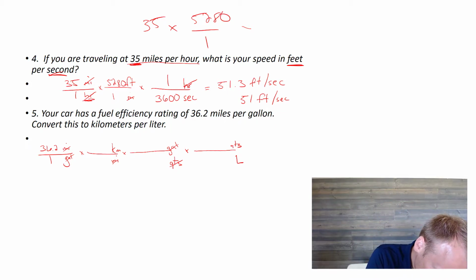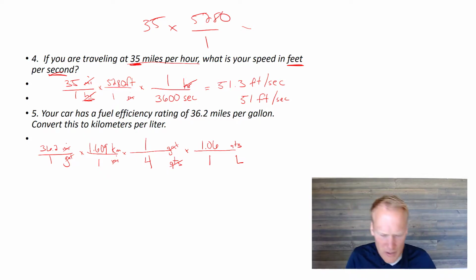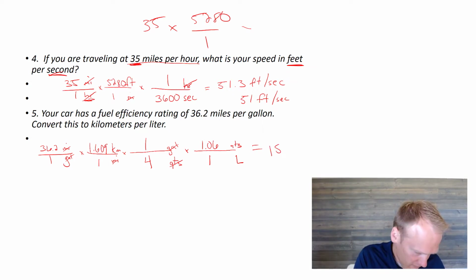Now, based on what you have, you can go from 1 mile, which is 1.609 kilometers, and you can go from 1 gallon, which is 4 quarts, and you can go from 1.06 quarts, which is 1 liter. So if you were going to do the math here, you'd take 36.2 times 1.609 divided by 4 times 1.06. And the answer you would get is 15.435. Our given only has 3 sig figs, so that means our answer should only have 3 sig figs, and that would be kilometers per liter.